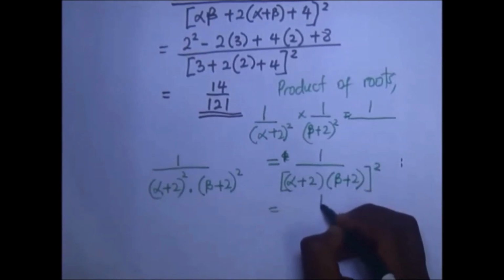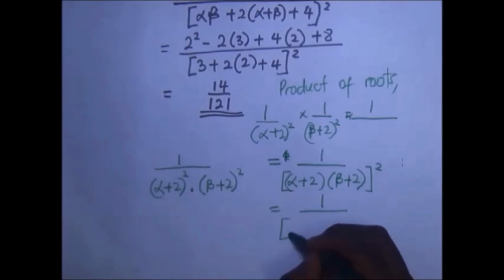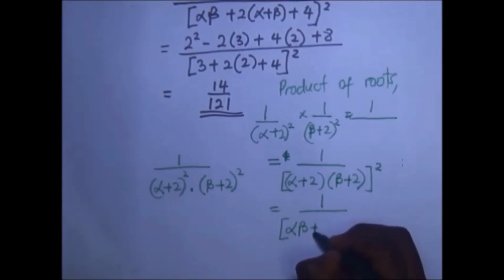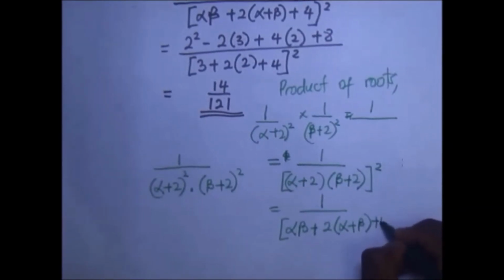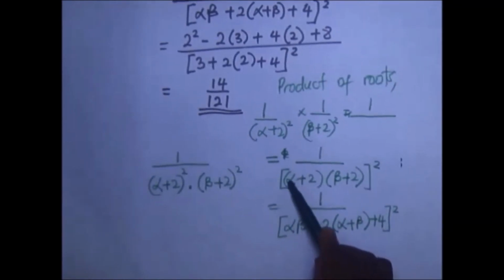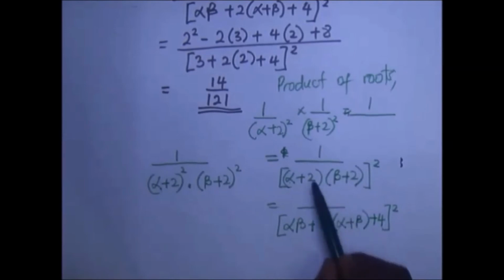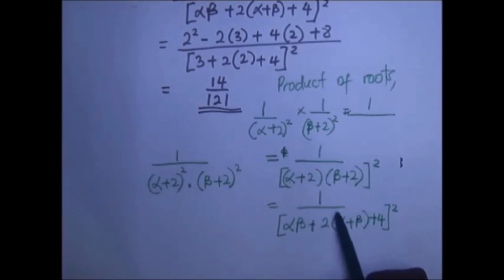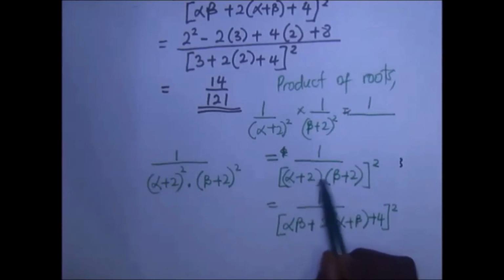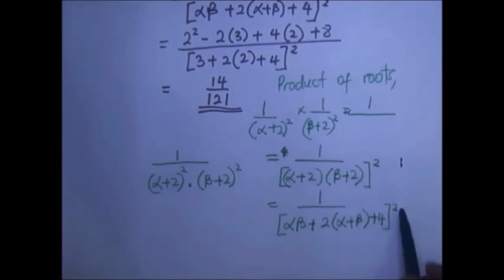So it's going to become 1 over, put that in brackets, the expression is alpha beta, just like we did before, plus 2 into alpha plus beta plus 4. All that is squared. As in alpha beta, we got it from alpha times beta, then plus alpha times 2, which is 2 alpha, plus 2 beta, which is 2 beta, plus 4. 2 times 2, which is 4.